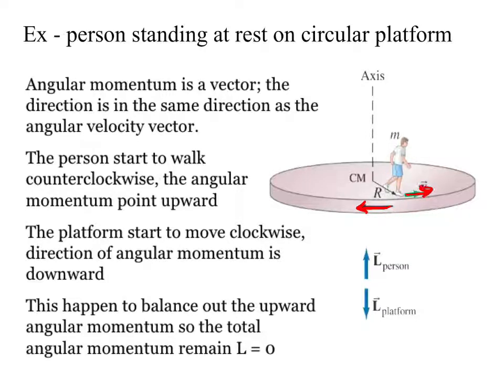And if we follow our right-hand rule, we see that this guy who's moving counterclockwise has angular momentum going upwards, and this platform that he's on, which is moving clockwise, has angular momentum going down. And guess what they add together to get? 0.